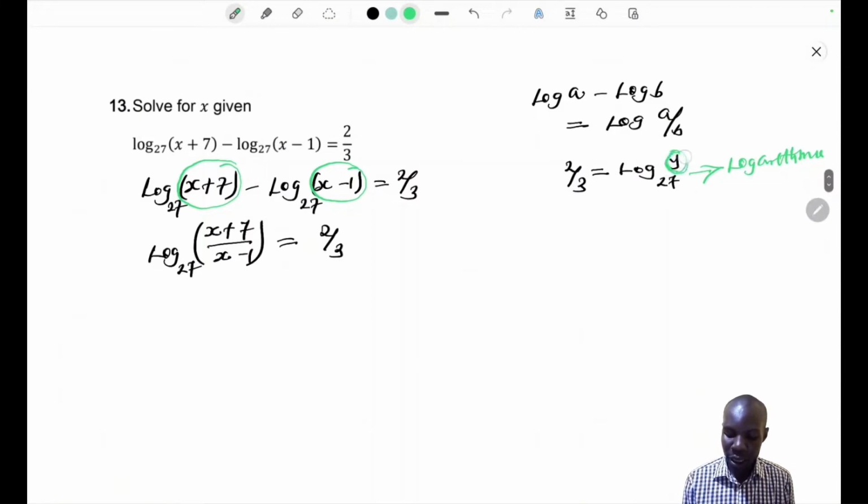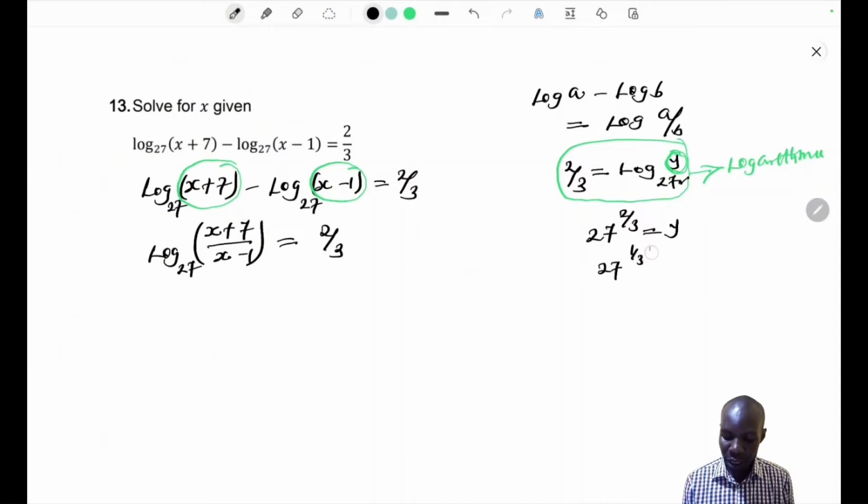So if we want to get y, we convert the whole of this equation into index notation. Then we'll say 27 to power 2 over 3 should be equals to y. This is the same as 27 to power 1 over 3, everything to power 2, is equals to y. This is the same as the third root of 27, which is then squared. So this is going to give us 3 squared is equals to y. So 9 is equals to y.